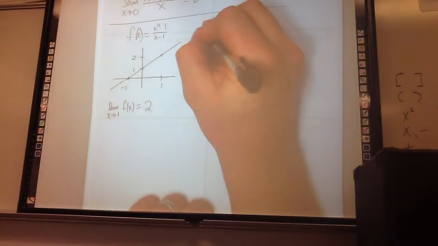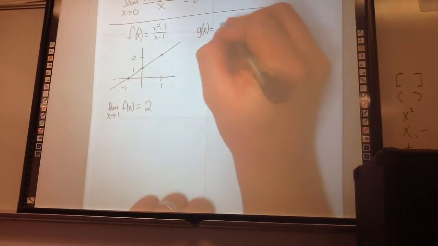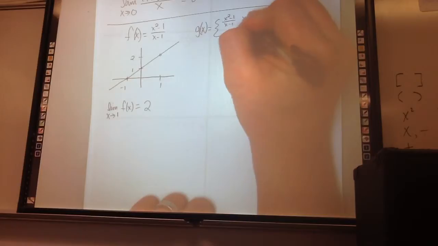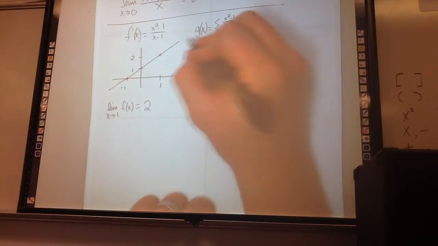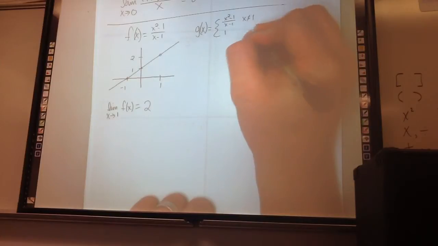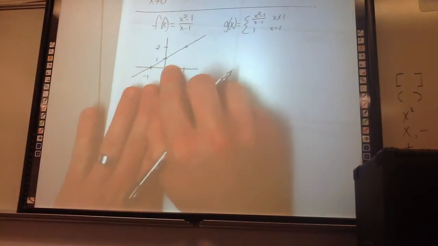You could have something like this, too. Here's another function that almost looks the exact same. Piecewise, remember piecewise functions? Those are the ones I did not understand the most. So it's the same function, but now we're going to add a piece. I'm just going to use the same picture, so I don't want to redraw it.